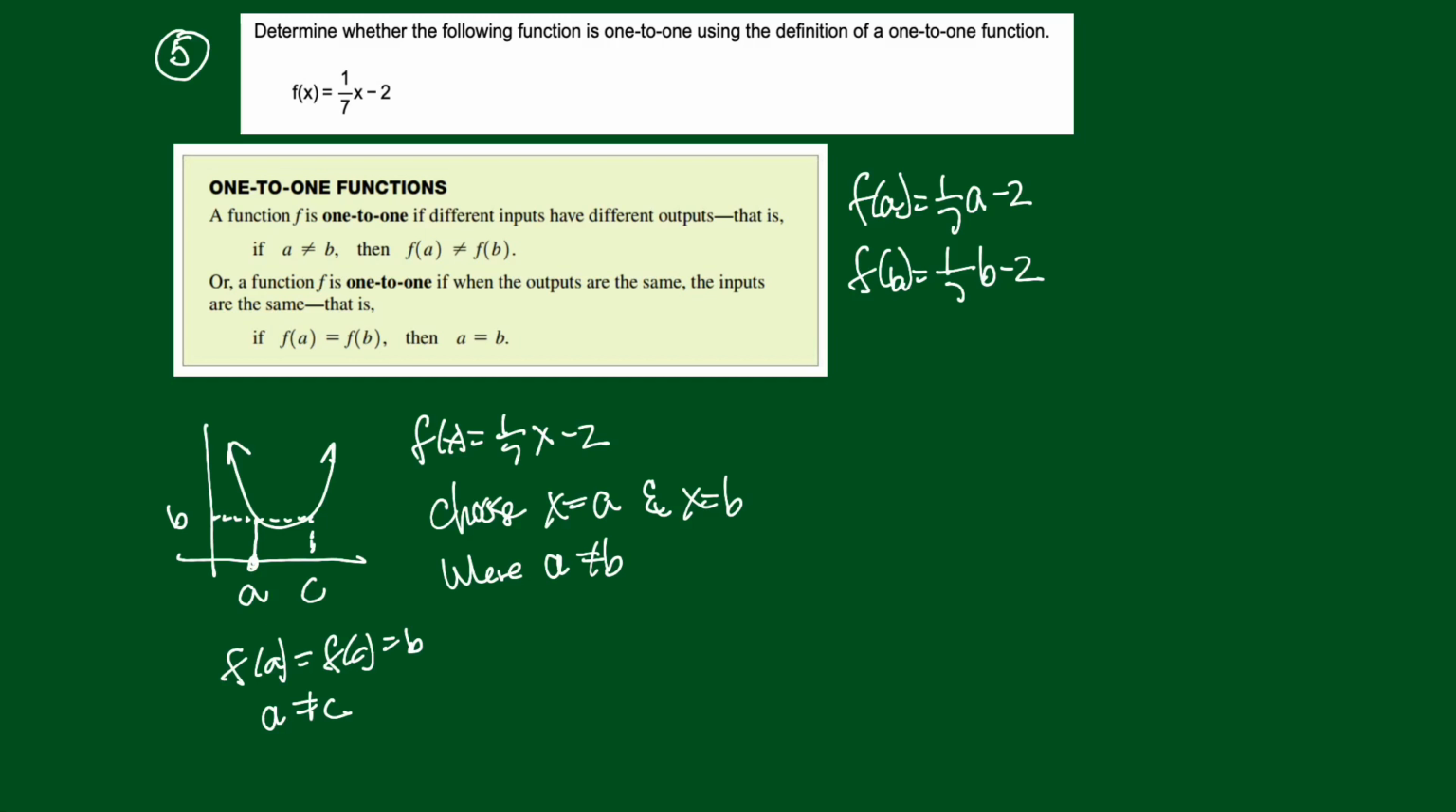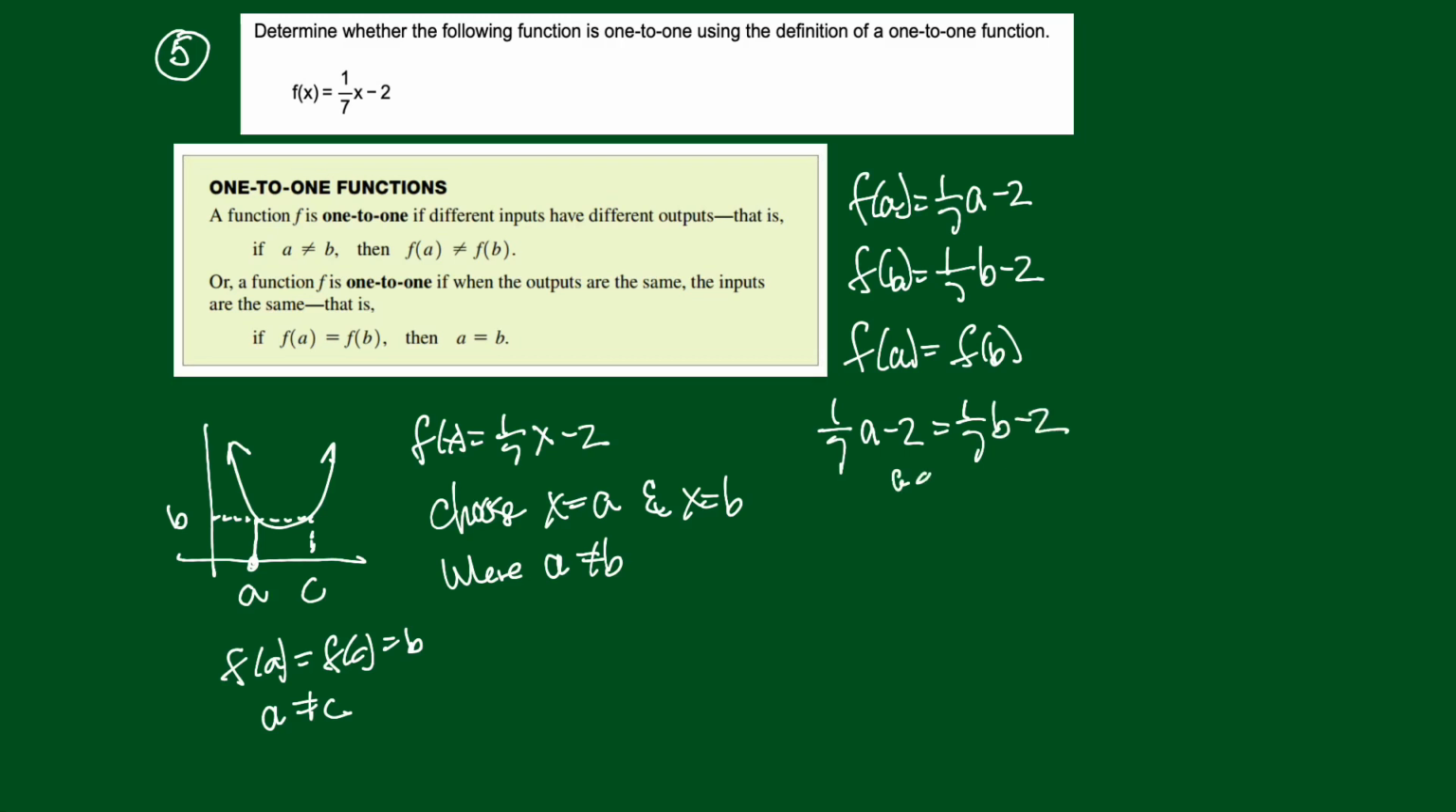Now, I'm going to set these equal, because this other part of the definition says this: a function is one-to-one if when the outputs are the same, the inputs are the same. So set f of a and f of b, the outputs, equal to each other, then a has to equal b. So f of a equals f of b means that 1/7 a minus 2 must equal 1/7 b minus 2.